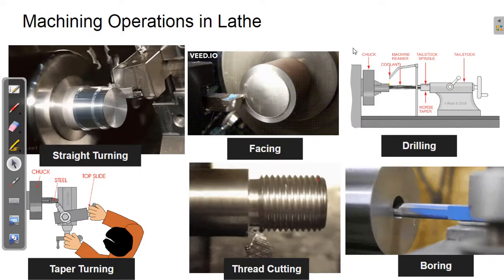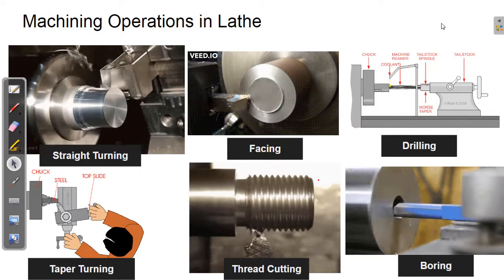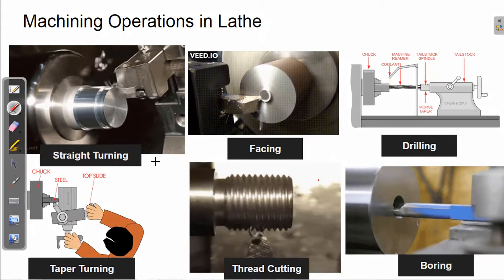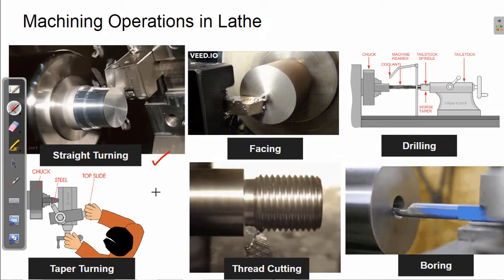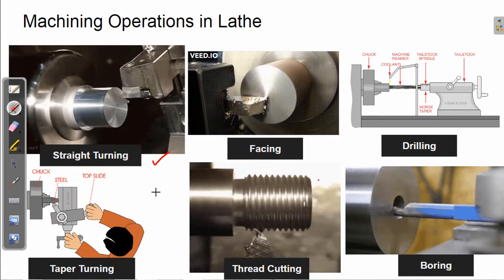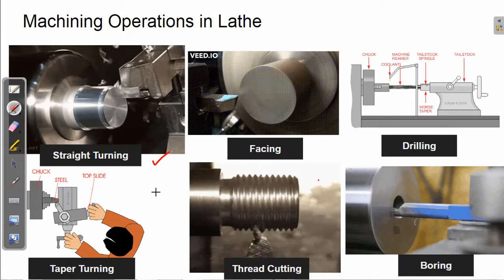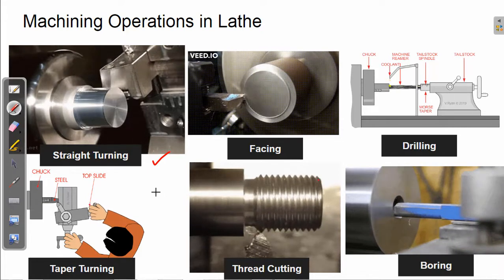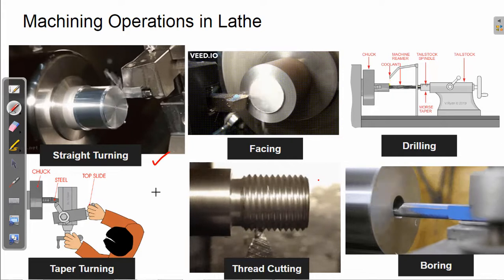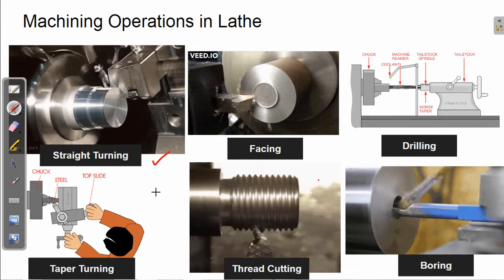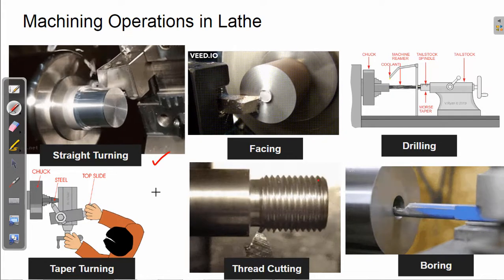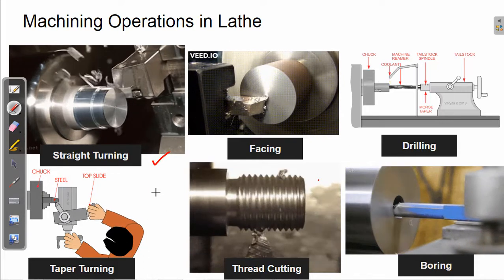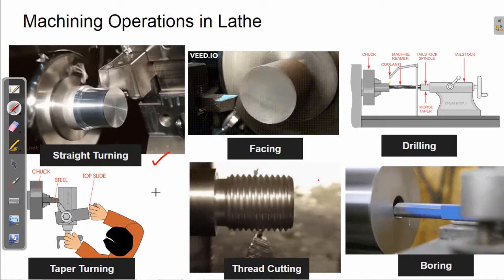Now in this slide you can see the different kinds of machining operations. In the first picture you can see this particular operation is called the straight turning operation. The turning operation is a process by which we can reduce the diameter of a cylindrical object. When we finally create a cylindrical object, then it is called a straight turning. What is the specialty of the cylindrical object? Along the axis its diameter remains constant. That's why it is called a straight turning.